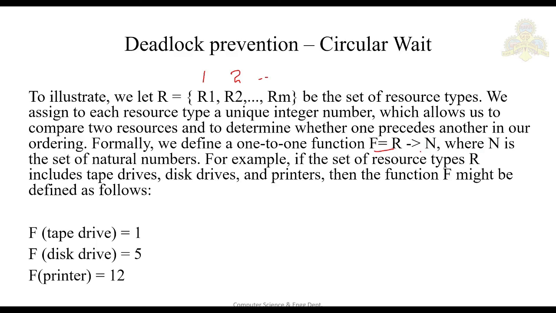For example, if the set of resources R includes tape drives, disk drives and printers, then the function f might be defined as f of tape drive equals 1, f of disk drive equals 5, f of printer equals 12. So in circular wait, whenever you want to break the chain, you have to ensure that you are giving a unique integer number to your resource types and then you can compare the numbers. You can compare two resources and determine which one precedes the other. In this way, we can cut the chain of the circular wait.